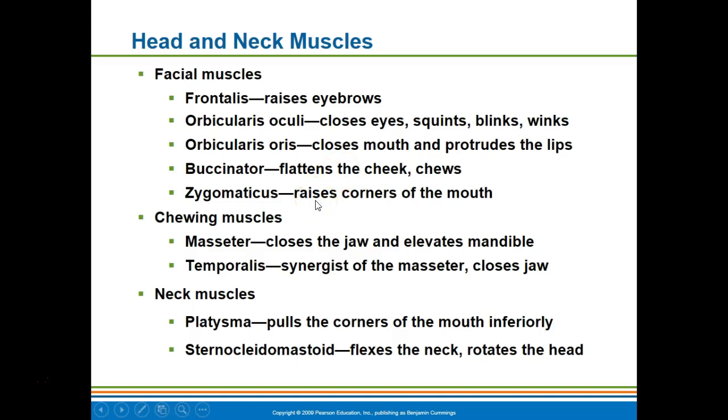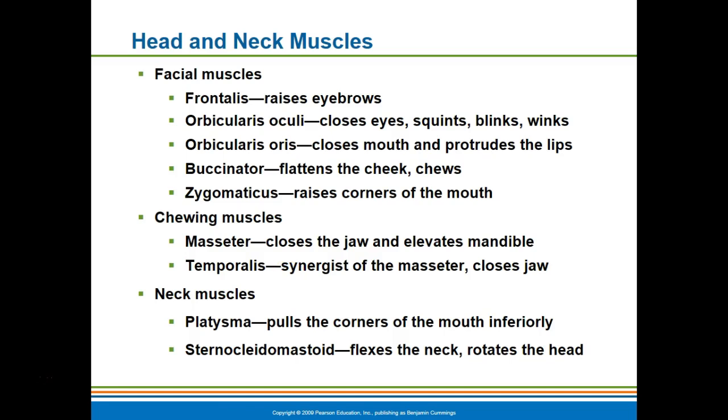And then the zygomaticus raises the corners of your mouth. So these are the smiling muscles. The chewing muscles, the masseter, will close the jaw and elevate the mandible. And the temporalis is a synergist. We will see this a couple of times. Synergist means they work together. So it works with the masseter to actually close the jaw as well.